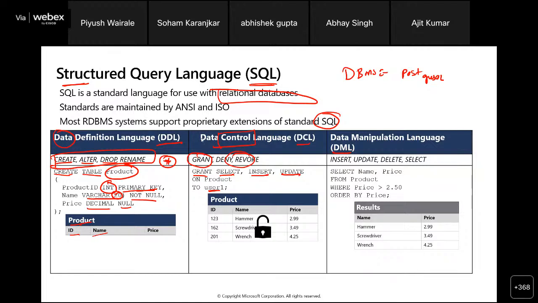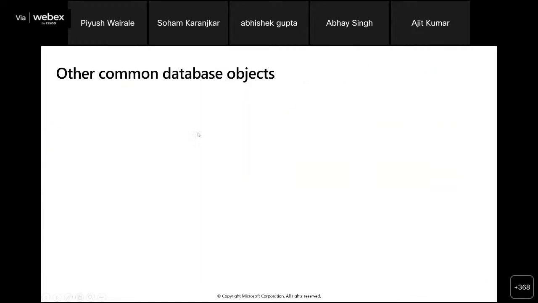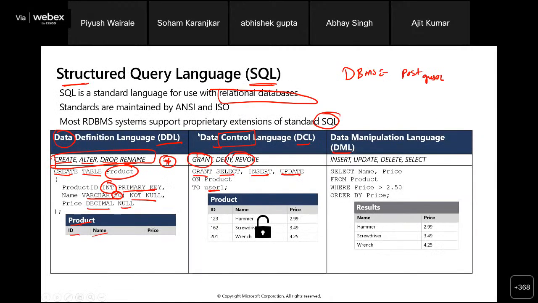This is about the data control language. Suppose I am not granting the permission to insert or update, only select. Then user one cannot perform the insert or update operation on this particular product table. And I can also revoke this permission afterward. That is about the data control language. Now, data manipulation language, DML: insert, update, delete, select. These are all data manipulation commands.